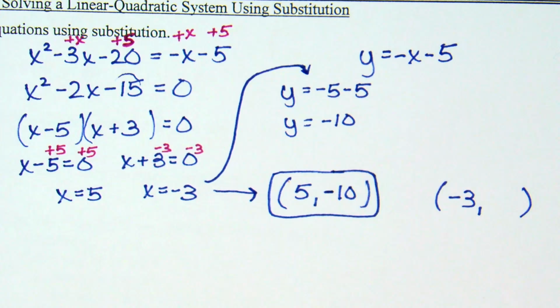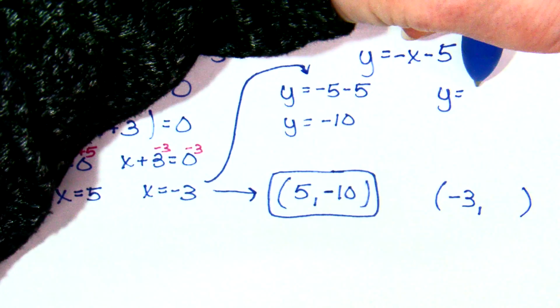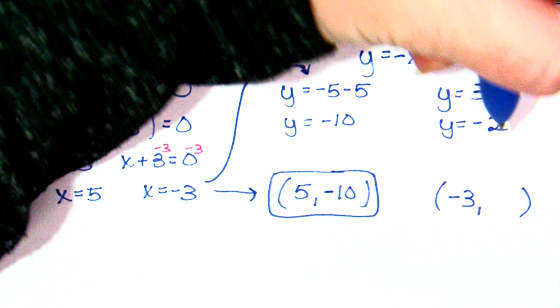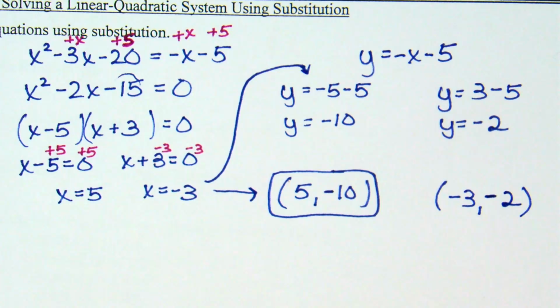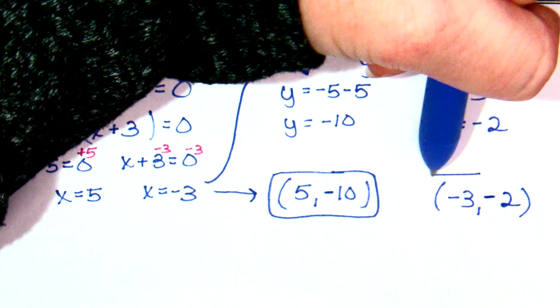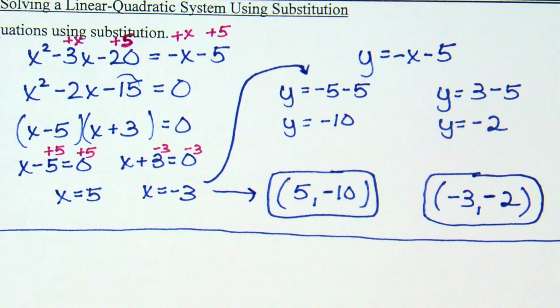We also need to plug in negative 3. What's negative of negative 3? 3. And 3 minus 5 is? Negative 2. So my other solution is negative 3, negative 2. And now notice that I did box my answers. There's your ultimate clue that I'm done.